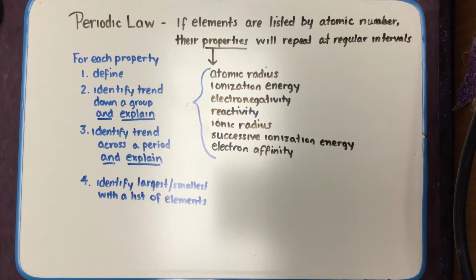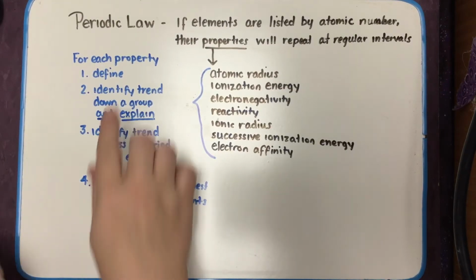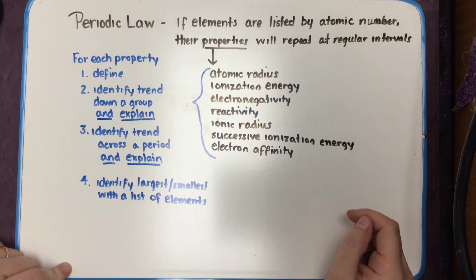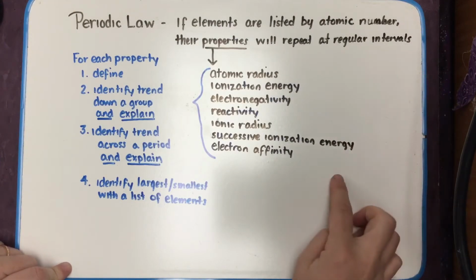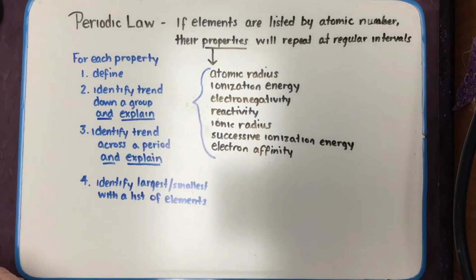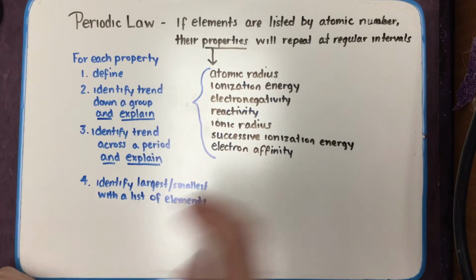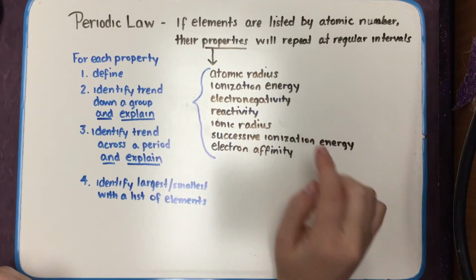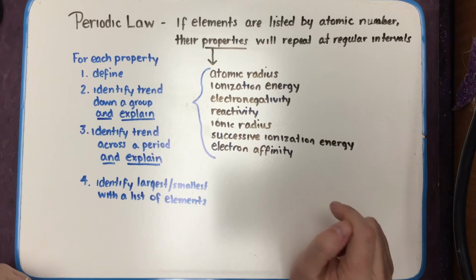The purpose of this video is to help you understand how we can use the periodic law in order to predict some information about some of the properties of atoms. So the periodic law was originally put out by Mendeleev. When he created his first periodic table, he realized that the properties of atoms, things like reactivity, would repeat periodically or at regular intervals if you list them out in a certain order.